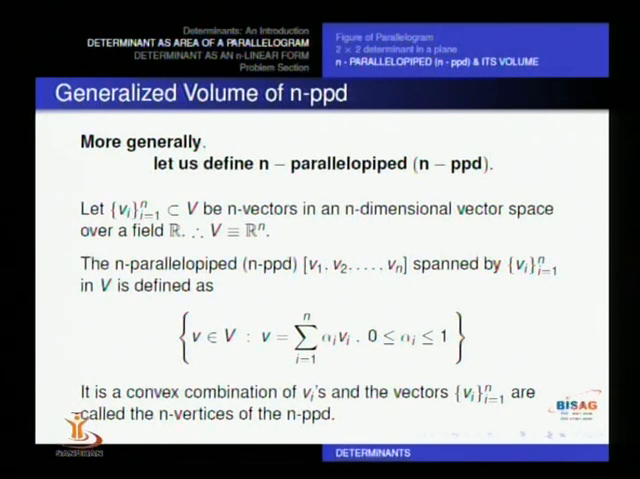The n parallelepiped NPPD box V1, V2 up to Vn, this symbol stands for the spanning set, the set spanned by the vectors V1, V2 up to Vn, is defined as, you can see the definition in curly braces, the set of all vectors small v contained in capital V which are written as a linear combination of all the n vectors v1, v2 up to vn, with a special type of linear combination where the alpha i's are taken between 0 and 1. We call this a convex combination. When we take such a convex combination, we are bound to get a parallelepiped in n dimensions. It is a convex combination of the vi's, and the vectors are called the n vertices of the PPD.